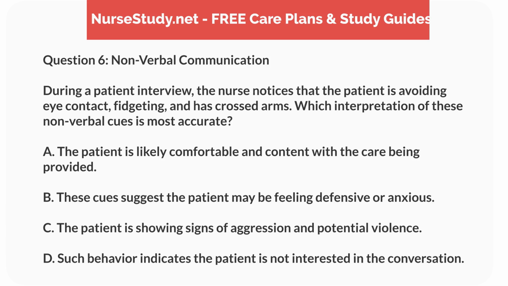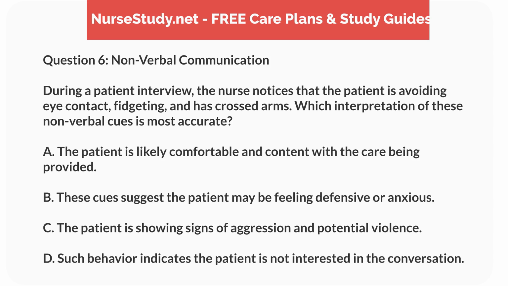During a patient interview, the nurse notices that the patient is avoiding eye contact, fidgeting, and has crossed arms. Which interpretation of these nonverbal cues is most accurate? A. The patient is likely comfortable and content with the care being provided. B. These cues suggest the patient may be feeling defensive or anxious.